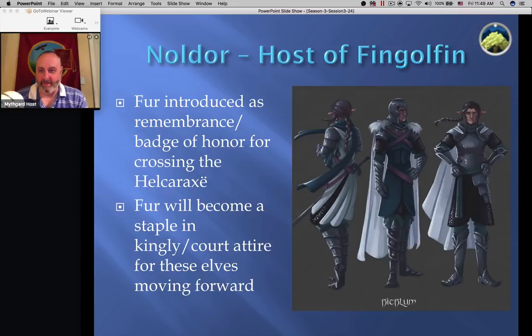So, right, yeah. No, I really like that idea of fur, and that can be a real distinction. Like the Feanorians can never wear fur. Not that everyone in the host of Fingolfin must always have fur on at all times, but to make sure that the Feanorians never have anything in fur makes a lot of sense. And I think that only those who cross the Helcaraxa wear fur is cool. Yeah, I like that. I like that a lot.